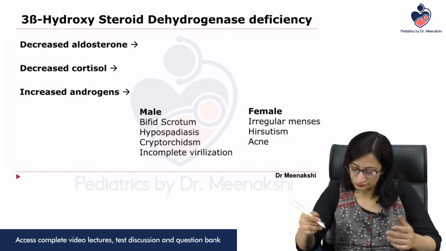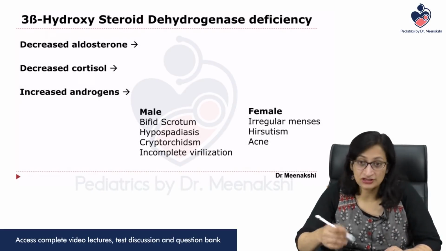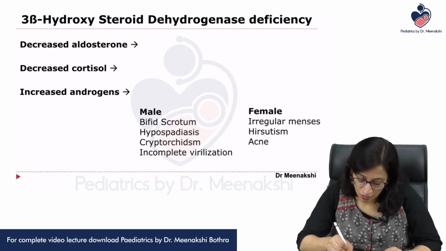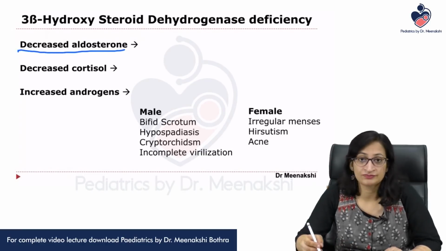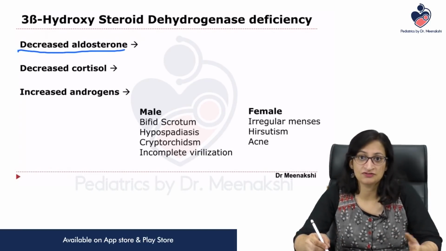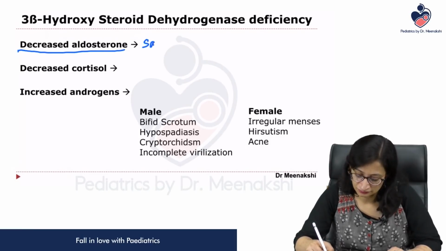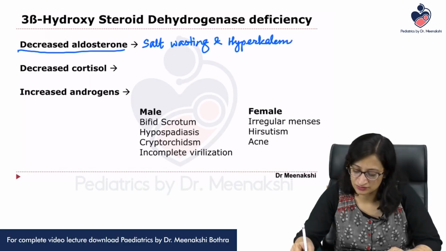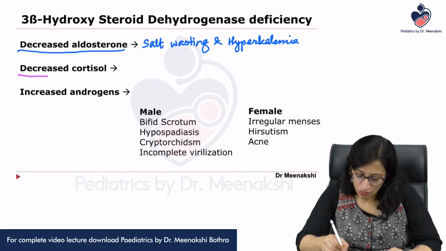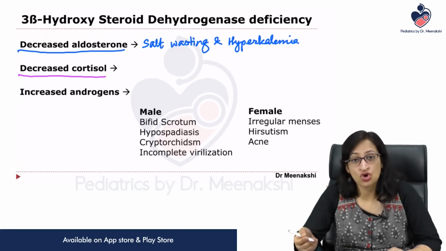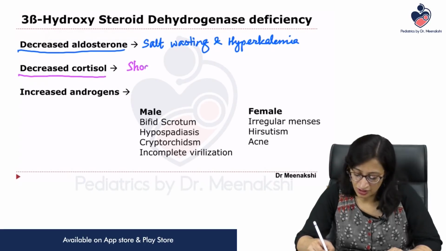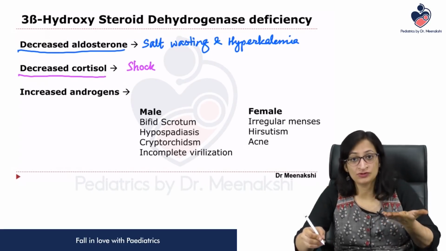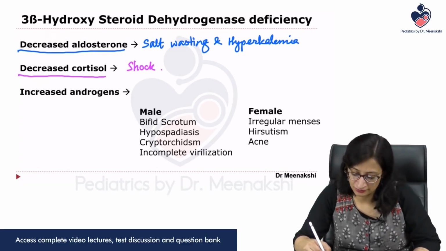So in 3-beta hydroxysteroid dehydrogenase deficiency, because of decreased aldosterone, decreased mineralocorticoid activity, there will be salt wasting and hyperkalemia or increased potassium levels. Because of decreased cortisol, there will be shock. Cardiovascular collapse or shock will be there. Hypoglycemia can be there.